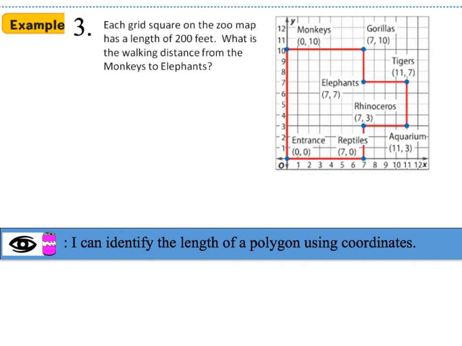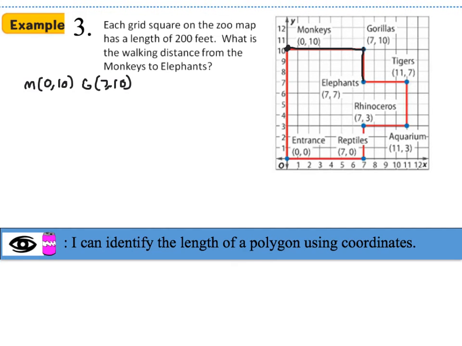For example 3, it says each grid square on the zoo map has a length of 200 feet. What is the walking distance from the monkeys to the elephants? So if you are at the location where the monkeys are, we're going to have to go from the monkeys and walk to the gorillas, and then from the gorillas walk down to the elephants.